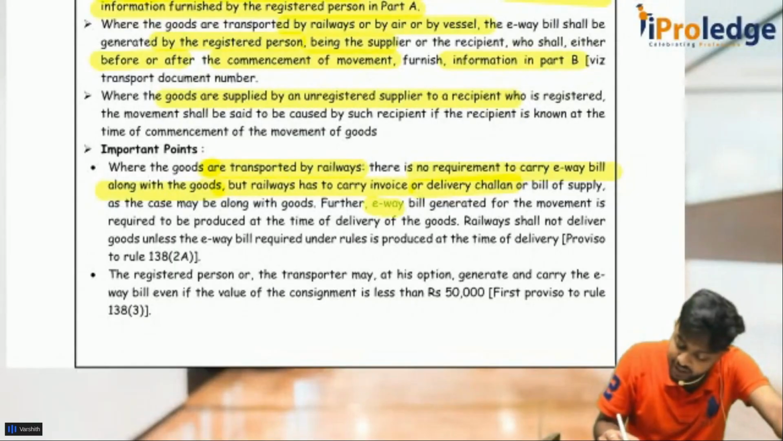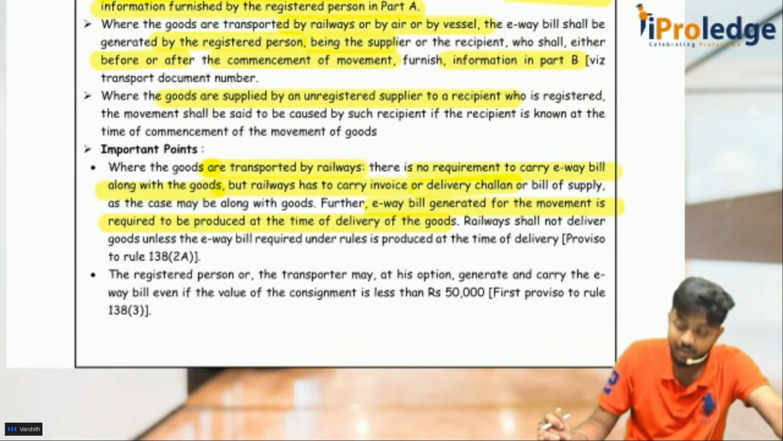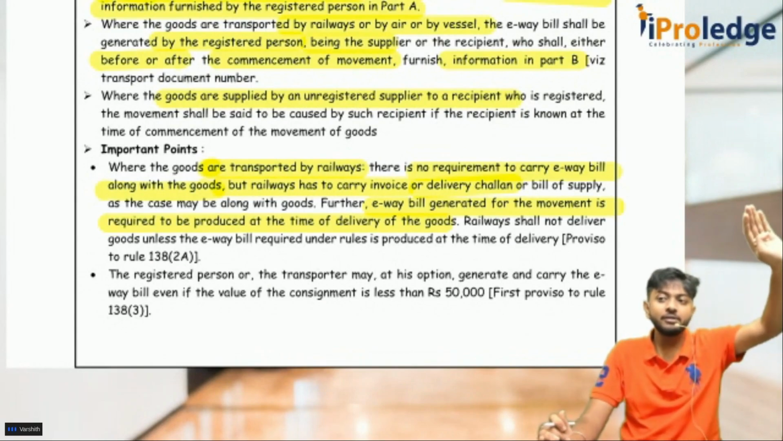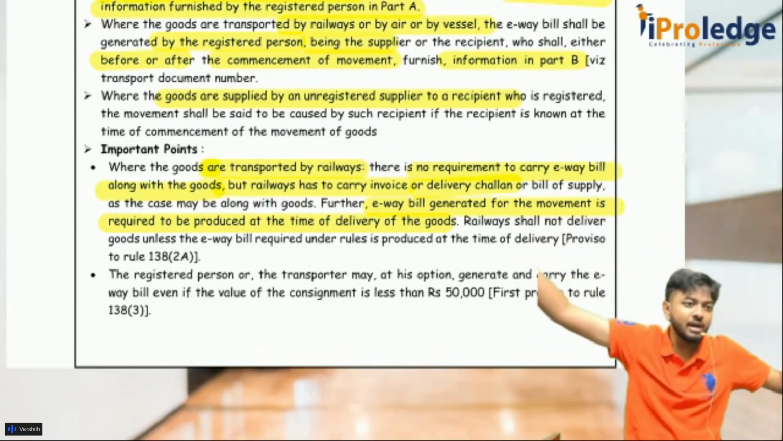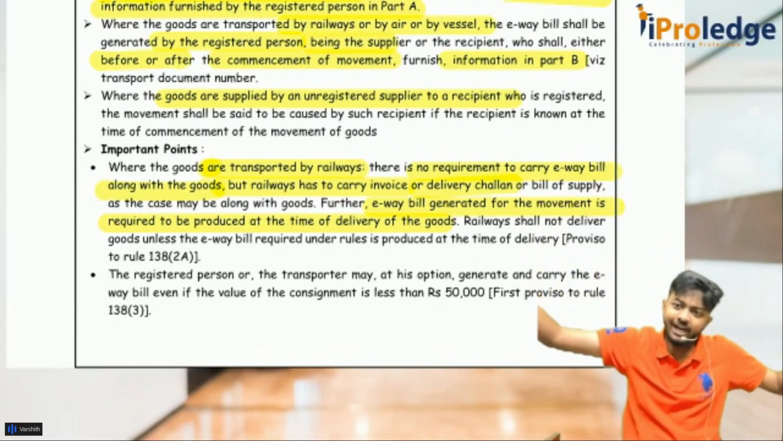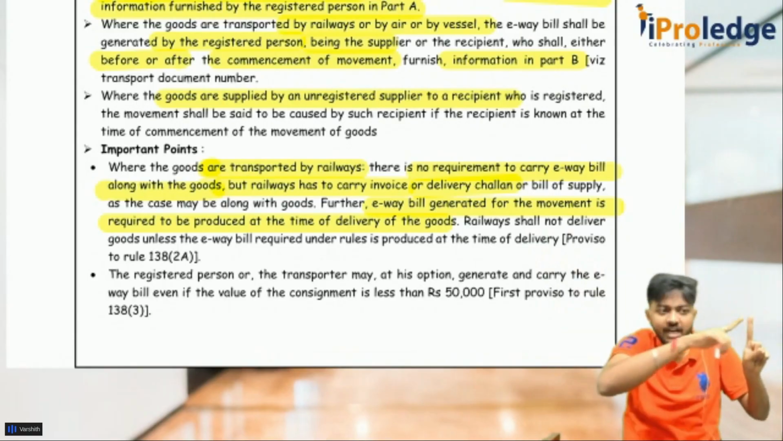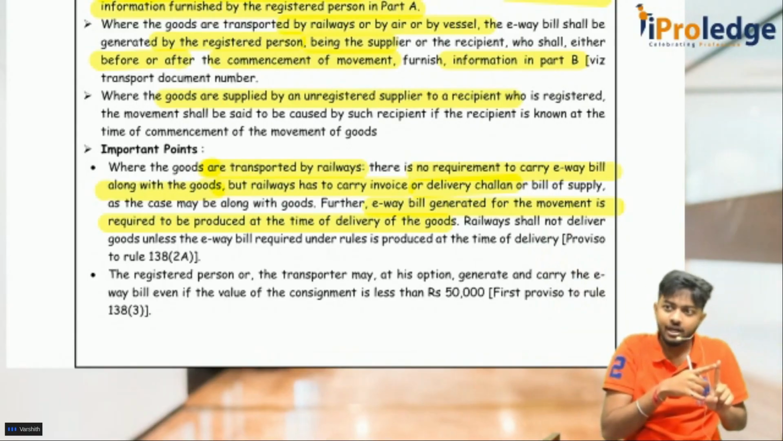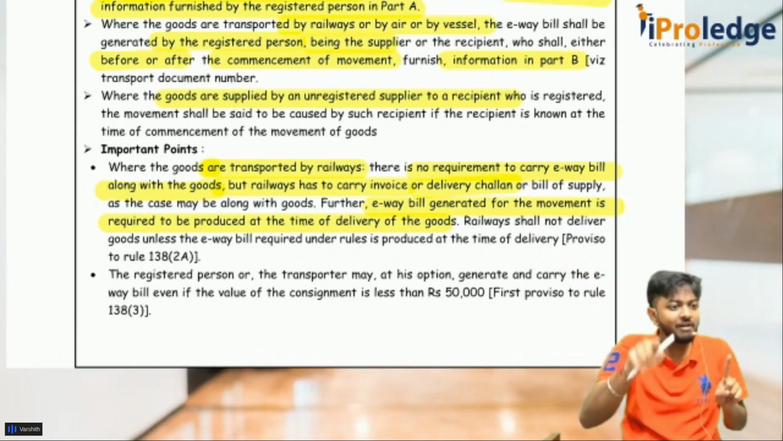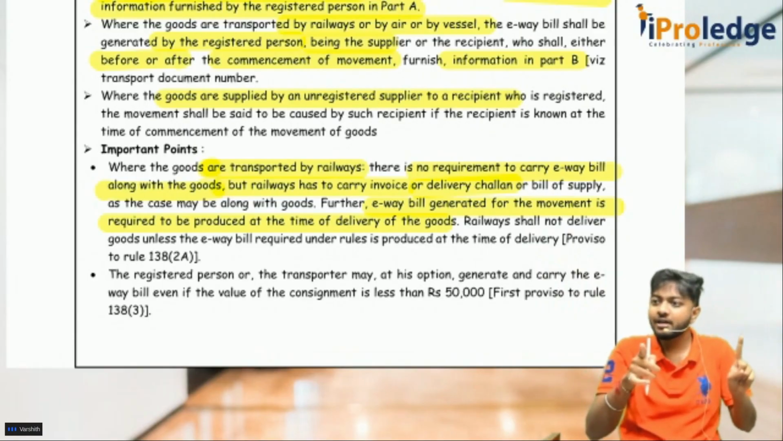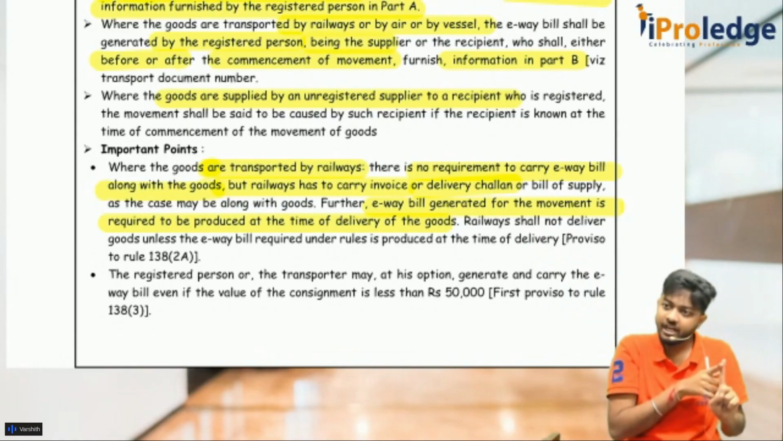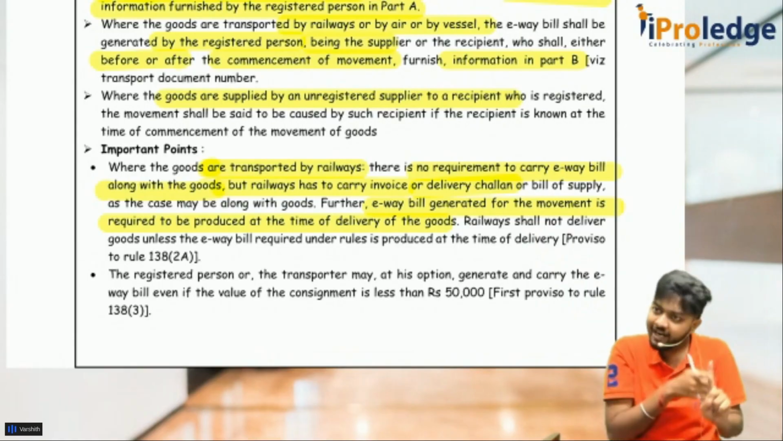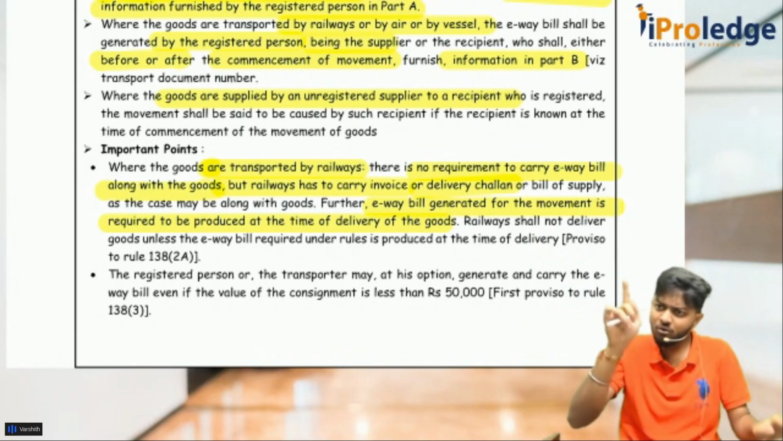Further, the e-way bill generated for the movement is required to be produced at the time of delivery of the goods. When you are taking delivery, from place A to place B, the goods have come via railways. You can start the commencement. In case of railways, can you generate the e-way bill even after commencement? Just now we read, yes. Even after or before commencement, the e-way bill can be generated. Is the e-way bill supposed to be carried along with the consignment? No. But the invoice should be there.